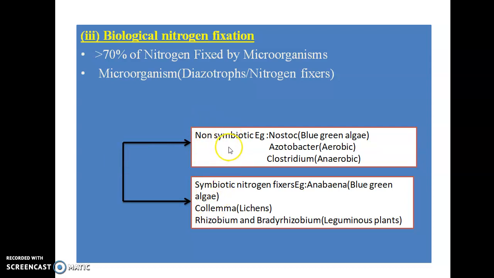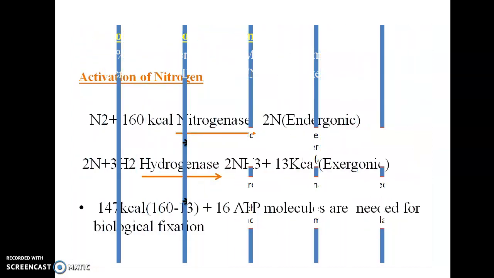I hope you understood what is meant by non-symbiotic and symbiotic. Non-symbiotic includes Nostoc, that is blue-green algae, Acetobacter and Clostridium. And symbiotic nitrogen fixing bacteria include Anabaena, Columba and those bacteria dwelling in the root nodules of leguminous plants, that is Rhizobium and Bradyrhizobium.